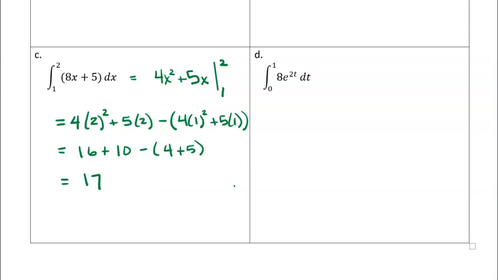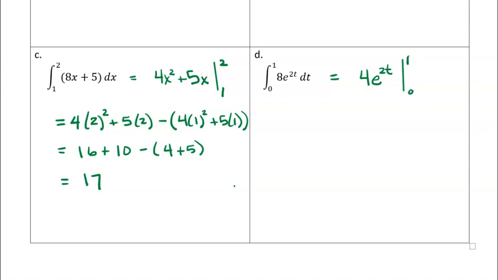All right, one more. Let's see. We're finding the definite integral from 0 to 1 of 8e to the 2t. So I'm going to get 8 times 1/2 e to the 2t, so I'm going to make that into 4, because 8 times 1/2 is 4, and then e to the 2t, and then I need to evaluate that from 0 to 1.